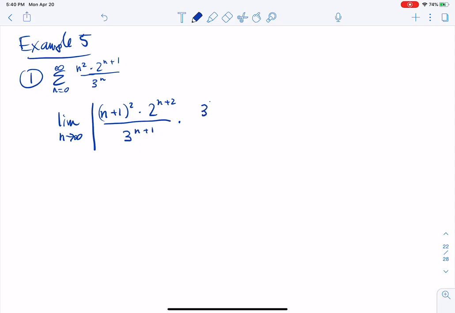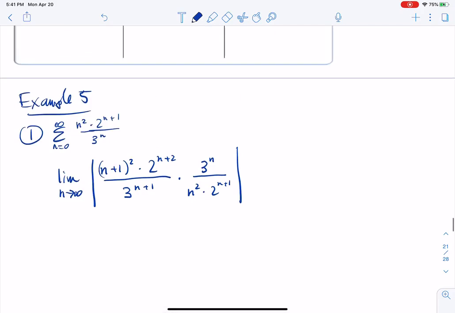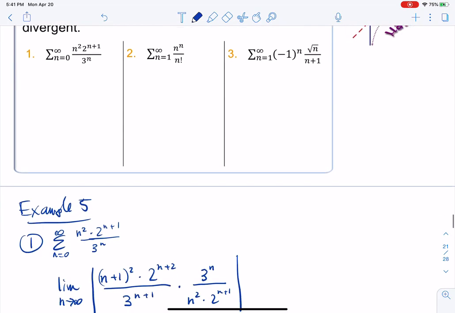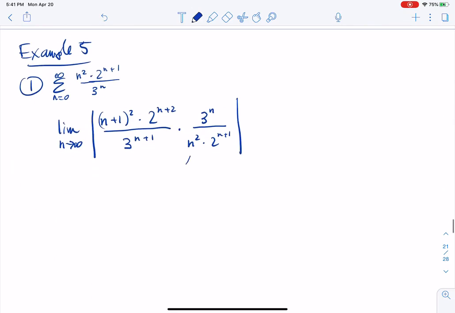That will put 3 to the n up top, over n squared times 2 to the n plus 1. All right, look at our n's. Our n's starting at 0. It does make a little bit of a problem with this one over here. Are you sure that this is supposed to be n is equal to 0? Maybe that should be a 1. It makes a little bit more sense for it to be a 1 because down here I would be dividing by 0. Anyways, all right.